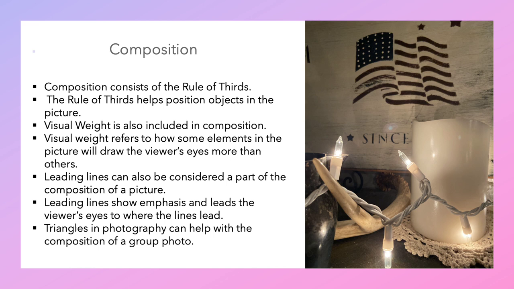Visual weight refers to an object in the picture drawing more attention to the viewer's eyes than other objects. Leading lines guide the viewer's eyes and can be visually pleasing. An example of leading lines includes road lines and track lines. The triangle rule in a picture refers to the placement of the family in a triangular position.